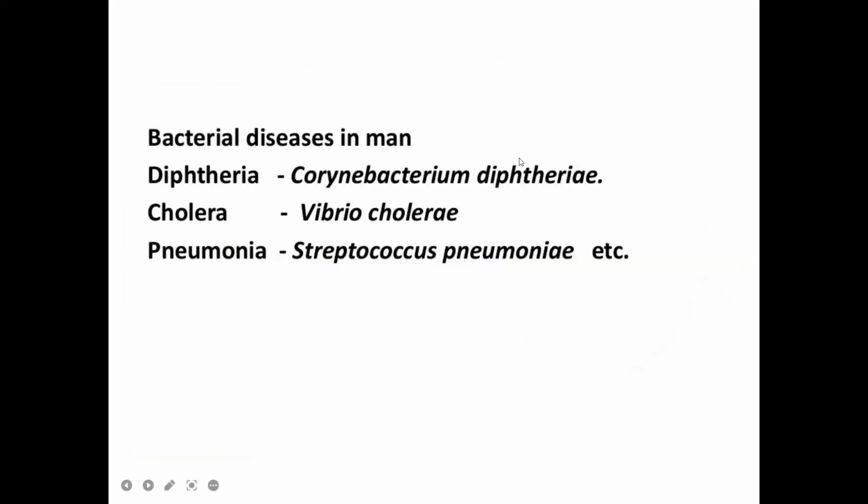There are many bacterial diseases to list, but here we have mentioned only 2-3. Not only in plants, even in humans, bacteria cause problems like diphtheria, cholera, and pneumonia. So what are the causative agents of these diseases? Diphtheria is caused by Corynebacterium diphtheriae, cholera is caused by Vibrio cholerae, and pneumonia is caused by Streptococcus pneumoniae.